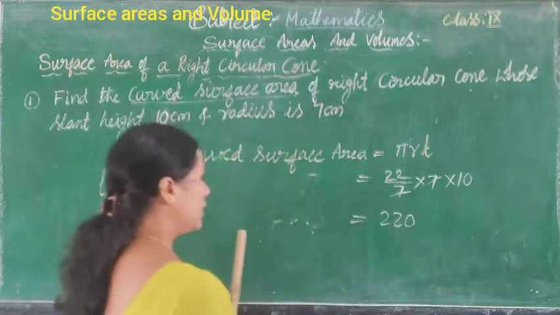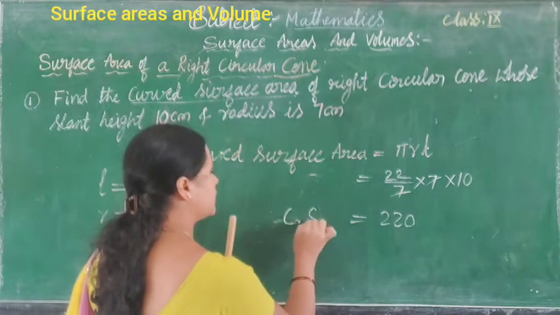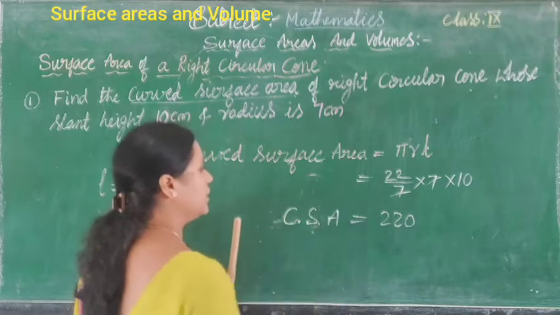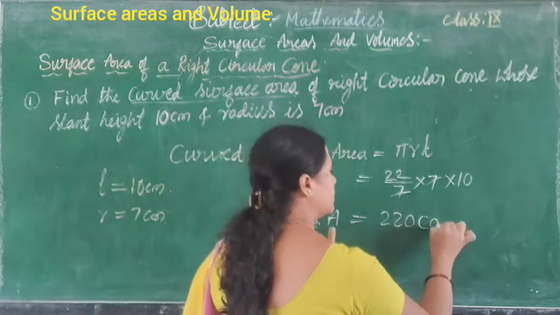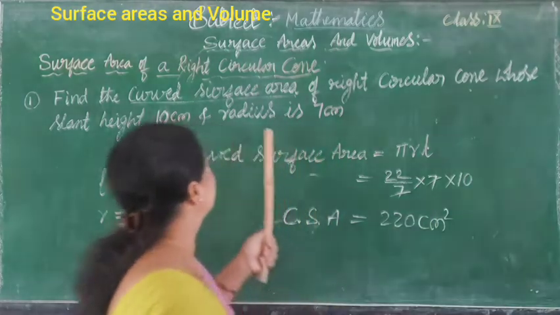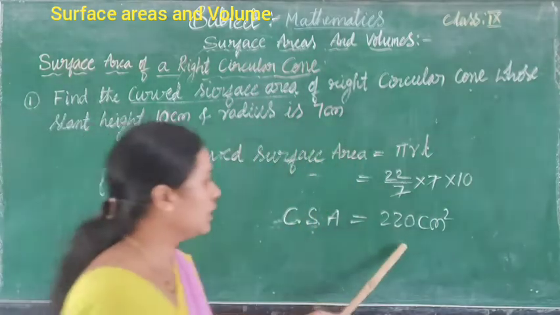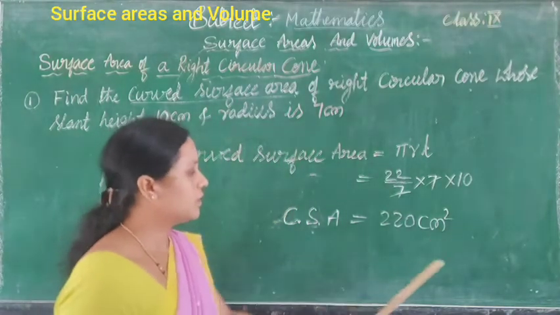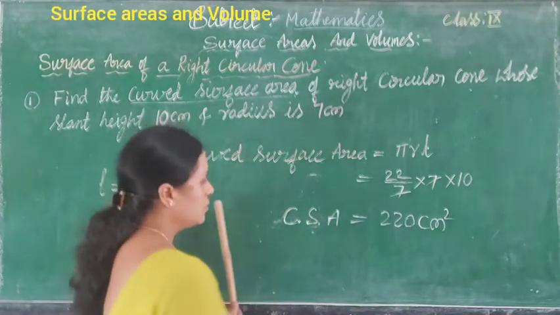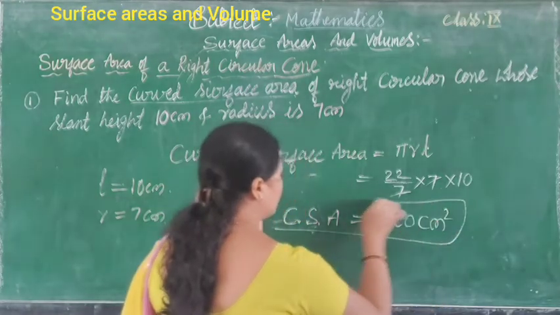So the curved surface area of a cone can be represented in centimeter square. The area is in centimeter square. Therefore, the curved surface area of a cone is 220 centimeter square.